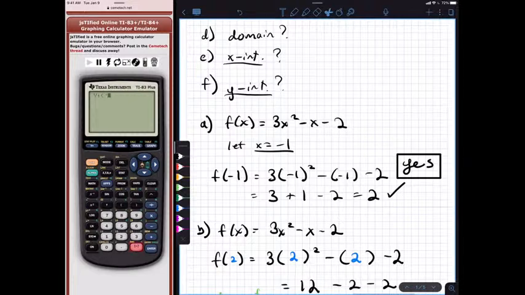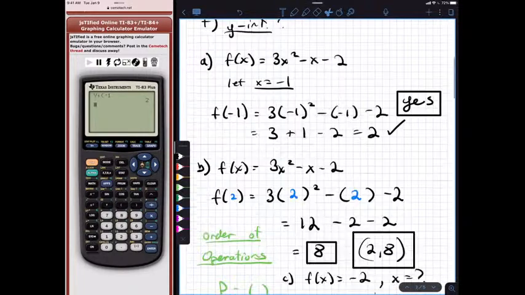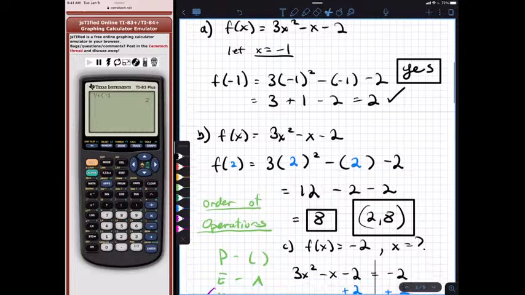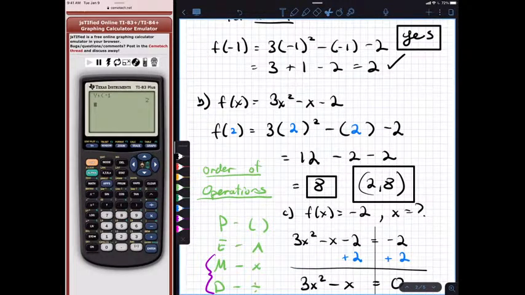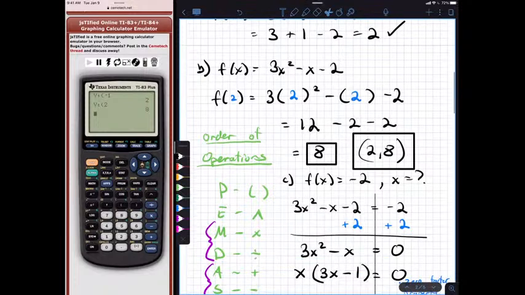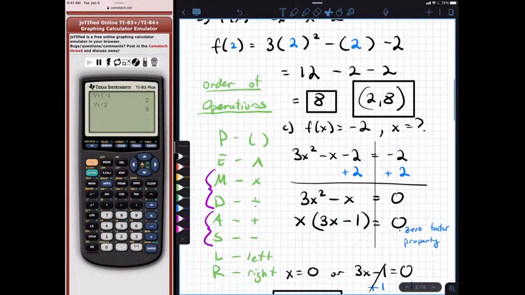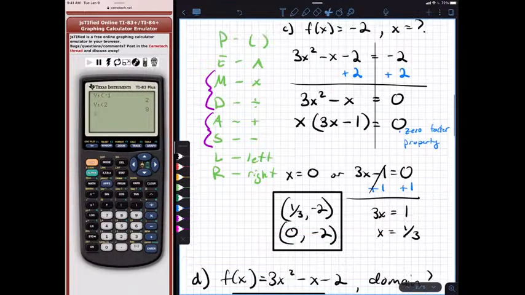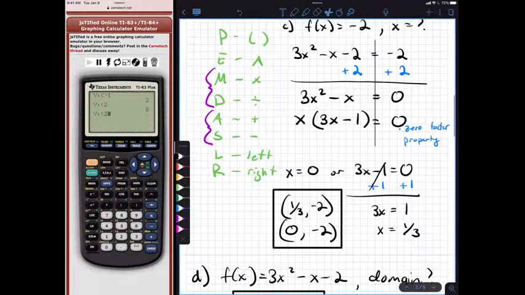If we go to B, when X is 2, I'm going to recall that, and I want to see what happens when X is 2. The output should be 8. Okay, so we got the same thing there. For C, when X is a third, Y should be -2. So let's see, 1/3. Y should be -2, and when X is 0, Y should be -2. Okay, so those check out.